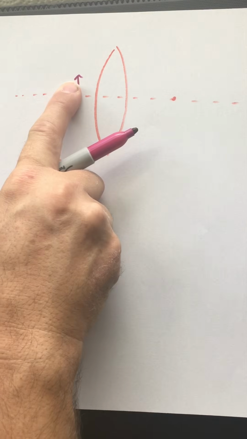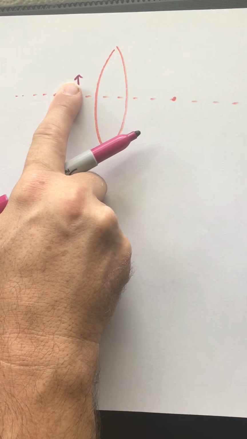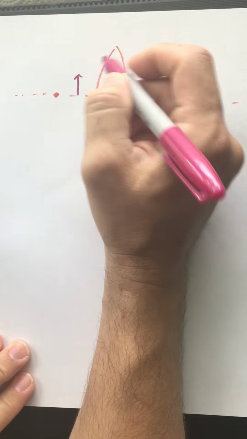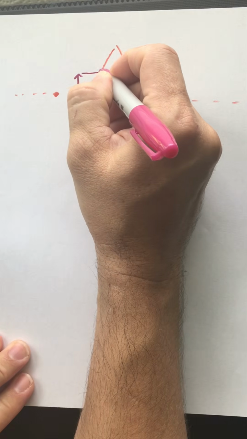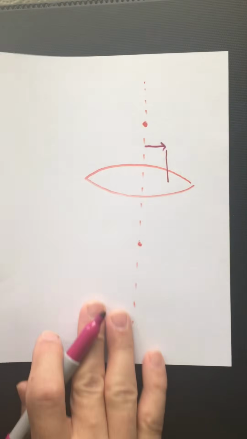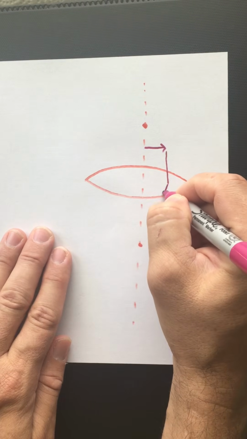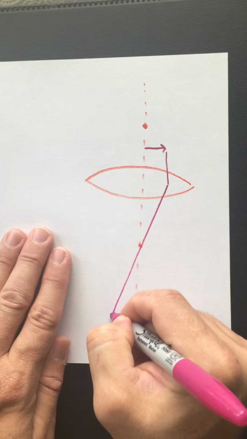Okay, let's do our ray tracing. I'm still going to pick out the tip of the arrow and allow rays to propagate out from that. I'm going to pick out one ray that propagates parallel to the horizontal axis. I know what that's going to do because I look at my ray tracing rules. That's going to propagate through the focal point like this.